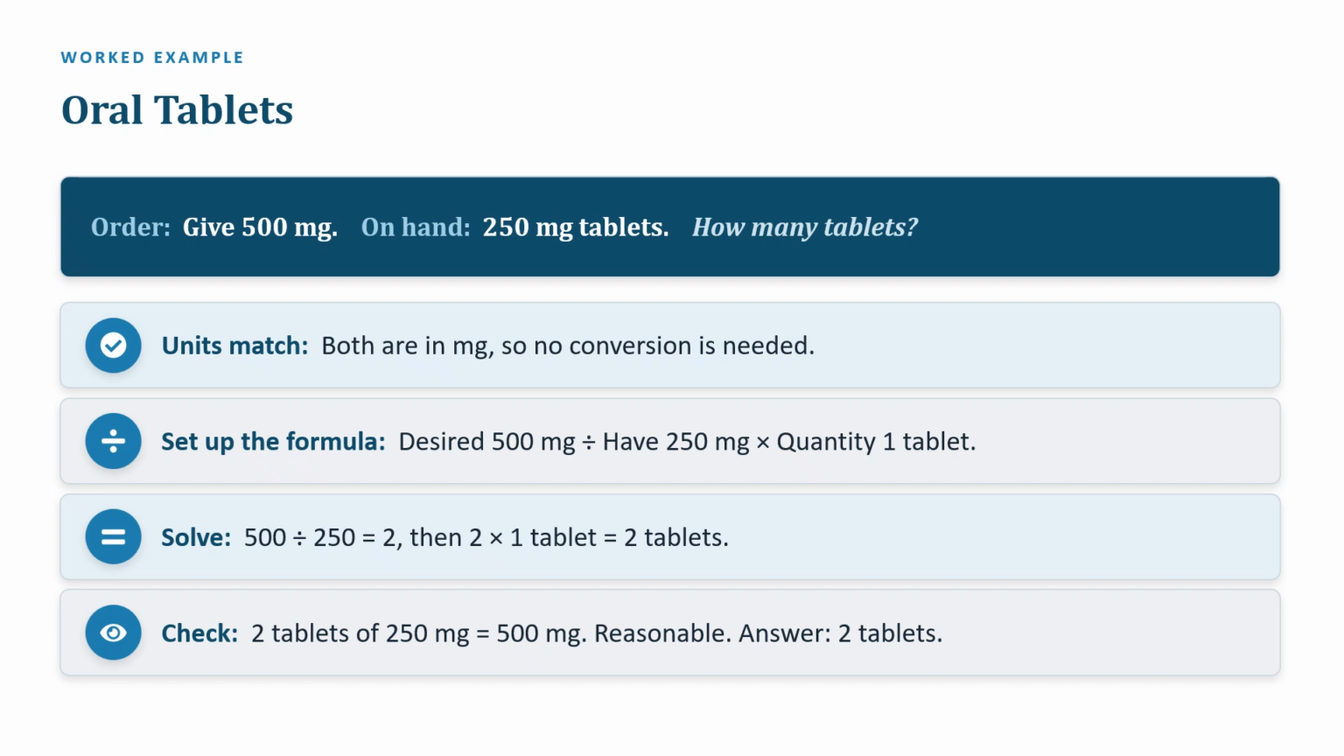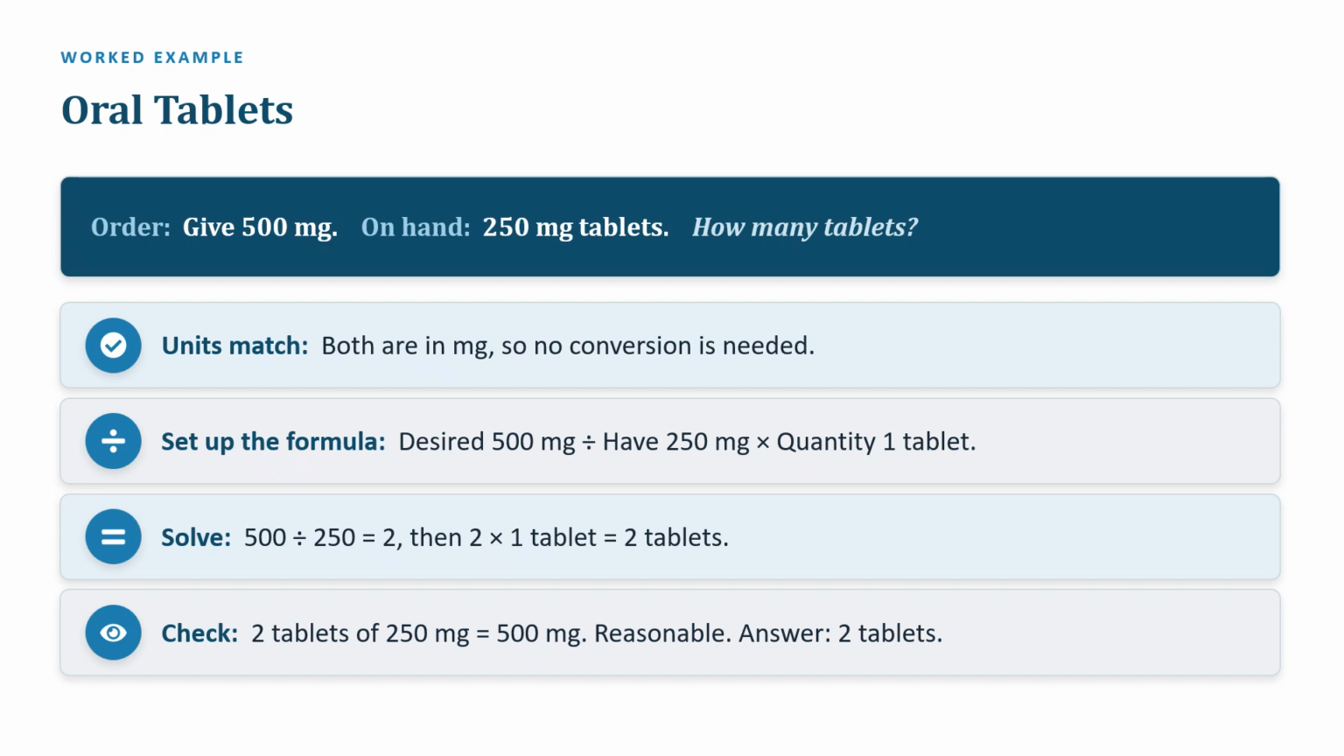Step 3, solve. 500 divided by 250 equals 2. Then 2 times 1 tablet equals 2 tablets. Step 4, and never skip this one, check whether the answer is reasonable. 2 tablets of 250 milligrams each is 500 milligrams total, which is exactly the ordered dose, so this answer makes sense. The answer is 2 tablets.